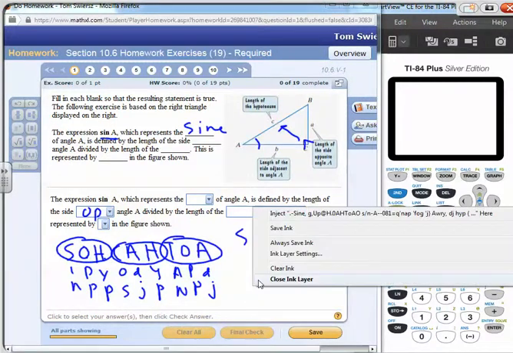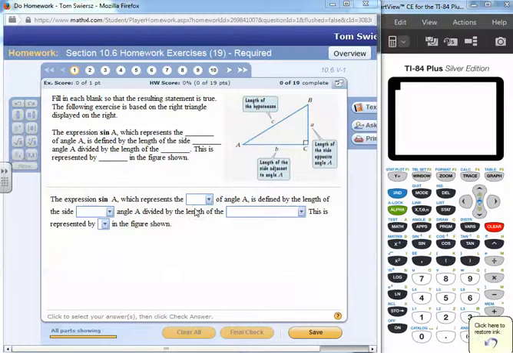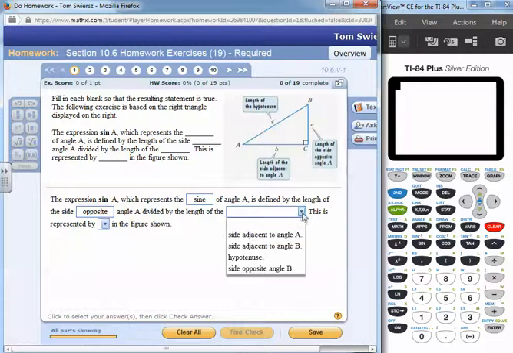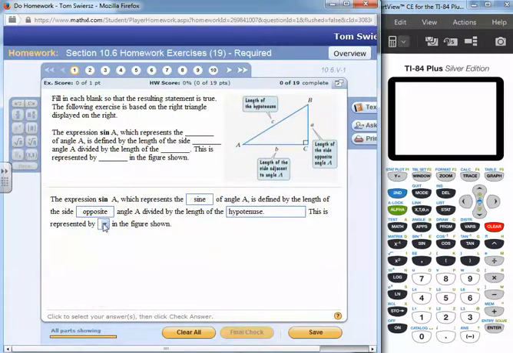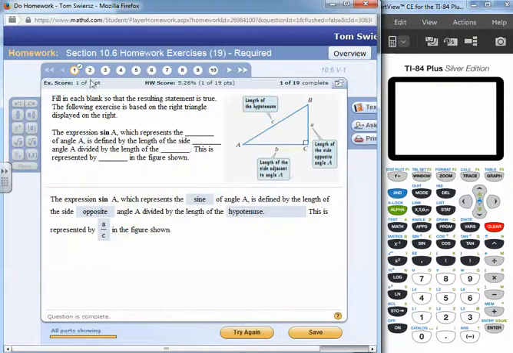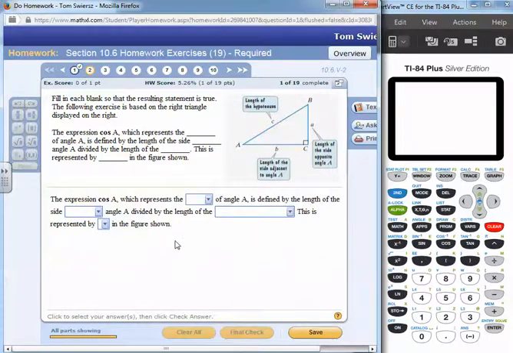Let's go ahead and put them in. So the sine of A, where sin represents sine, is the length of the opposite side divided by the length of the hypotenuse. Sine is opposite over hypotenuse. And again, we said with respect to angle A, side opposite is A, hypotenuse is C, so you've got to get them in the right order. It's A over C. Opposite is in the numerator, hypotenuse is in the denominator. Very good.